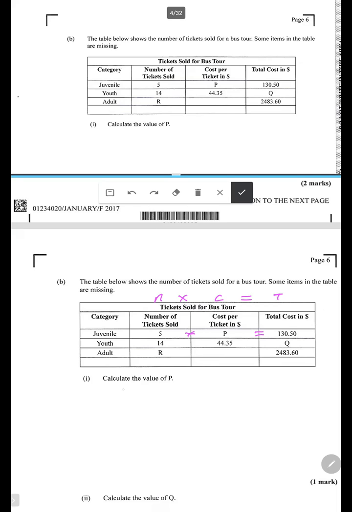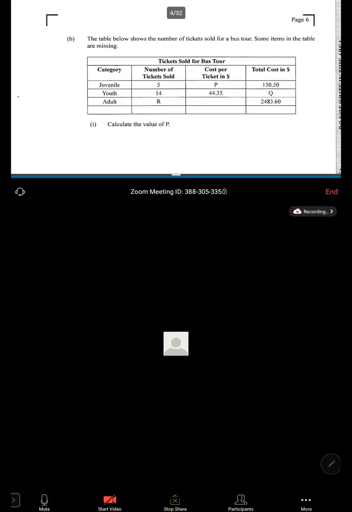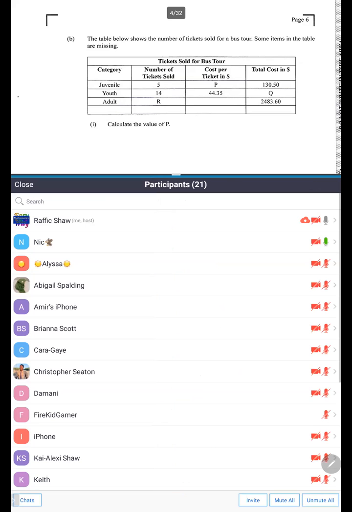All right, so it means that 5P is equal to 130.50. And so you have to divide by 5 to get P. So P is equal to 130.50 divided by 5 equals, let me see what I can do with it. Just give me a second. All right, here I go.